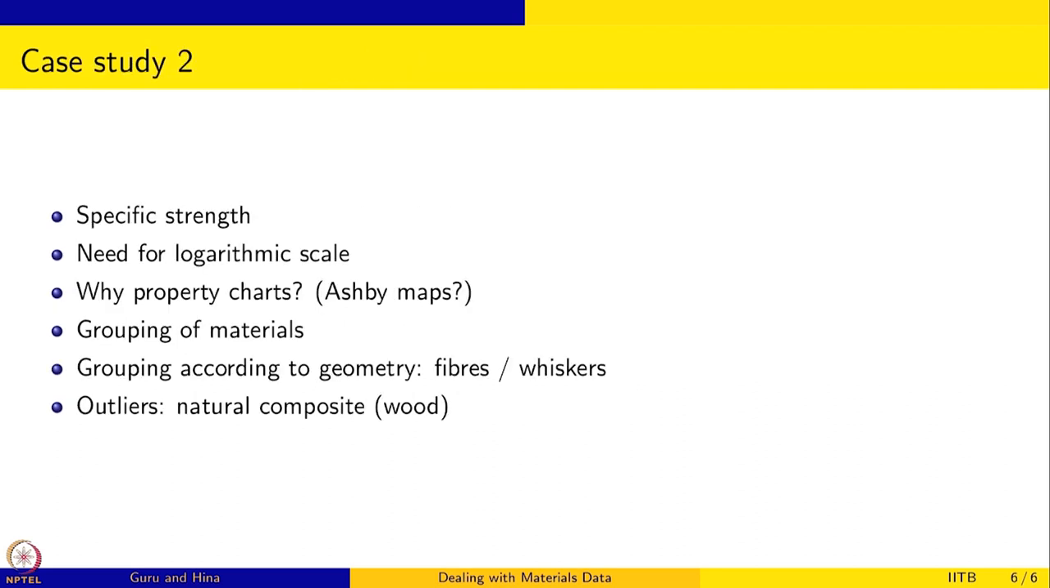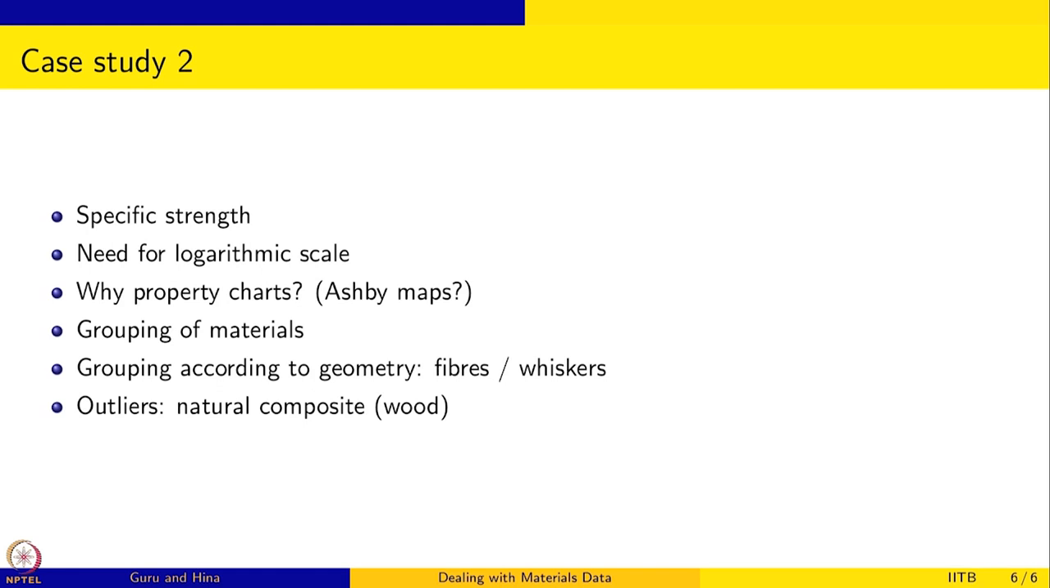Okay. The second case study that we are going to do is for specific strength, and we will see that for things like Ashby plots, sometimes the logarithmic scale is needed, and you will also see why property charts or Ashby maps are useful. And you are going to notice that the materials are grouped according to the kind of material it is, and you will also see some grouping according to geometry.